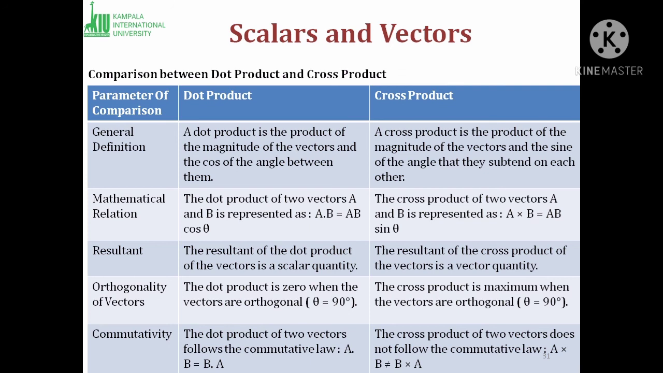And commutativity, that is the dot product of two vectors follows the commutative law, that is A dot B is equal to B dot A, but the cross product is not commutative, so A cross B is not equal to B cross A, right? These are the vectors.